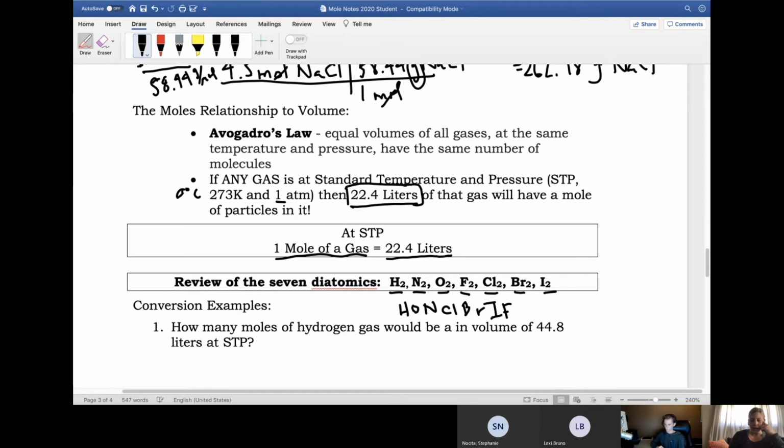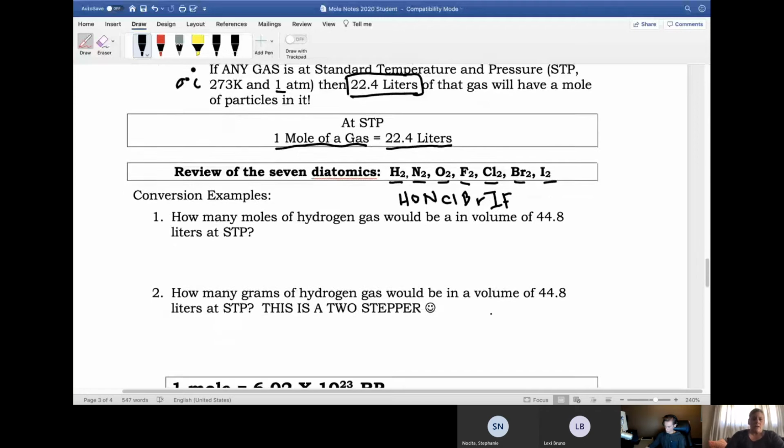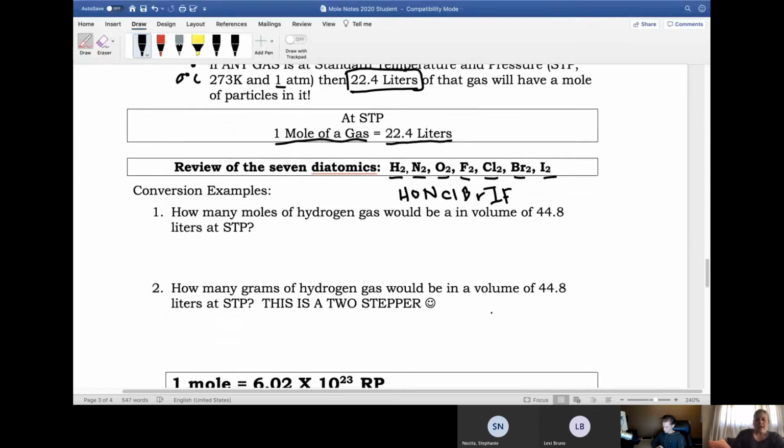Okay, let's go ahead and do another conversion using this equality. Number 1 says, how many moles of hydrogen gas would be in a volume of 44.8 liters at standard temperature and pressure? So I'm starting with 44.8 liters, and I want to convert that to moles. I write my liters as a cursive L, just because my college chemistry professor did it, and also so that I don't confuse the unit liter with a 1, because a lot of times when kids write liter, it can be mistaken as a 1, especially if you're writing sloppy.